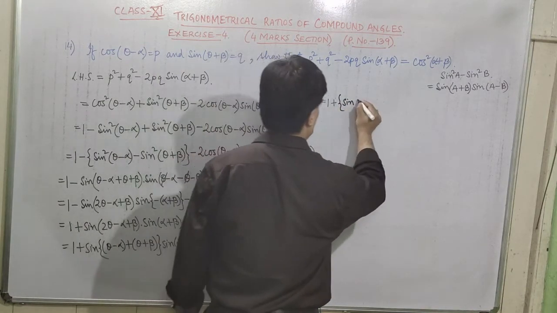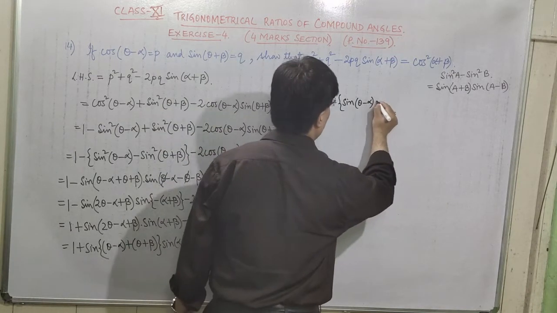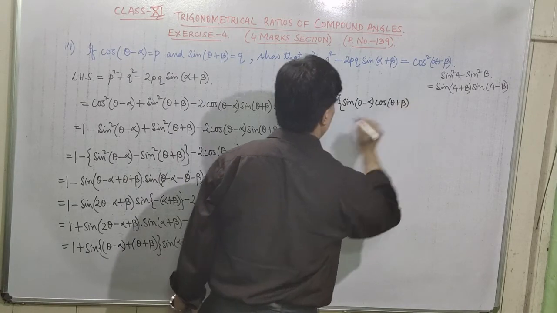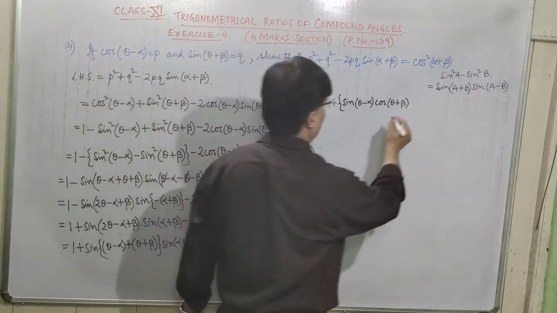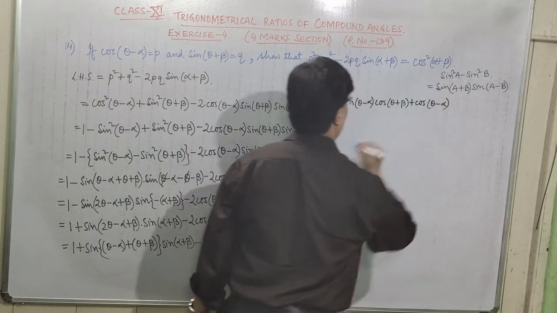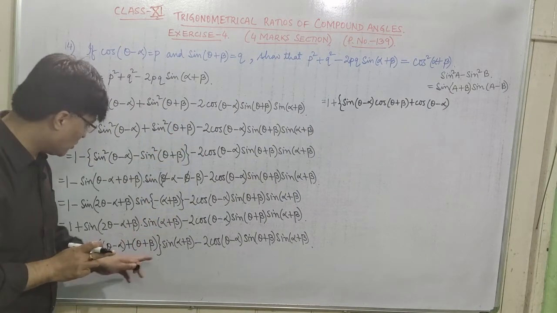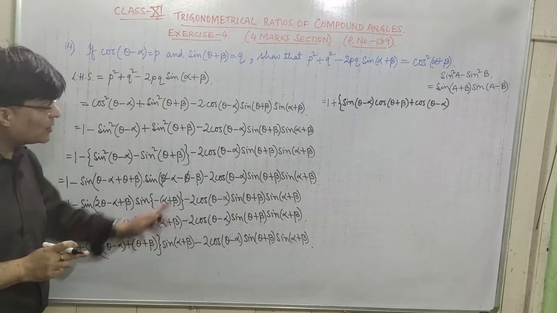Sine A is sine of theta minus alpha. What is cos B? Cos of theta plus beta. That is sine A cos B plus cos A sine B. Plus cos A. What is cos A? Here sine A is sine of theta minus alpha, cos B is cos of theta plus beta, plus cos A. Cos A is cos of theta minus alpha.